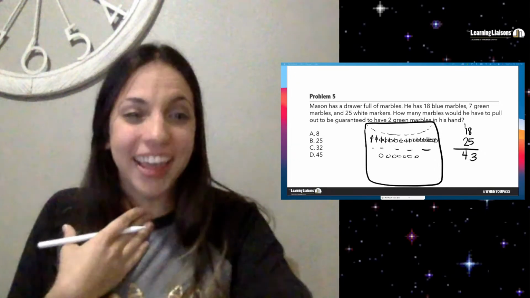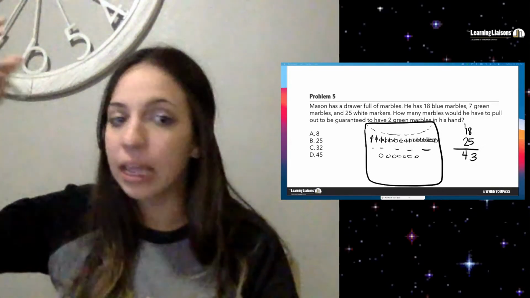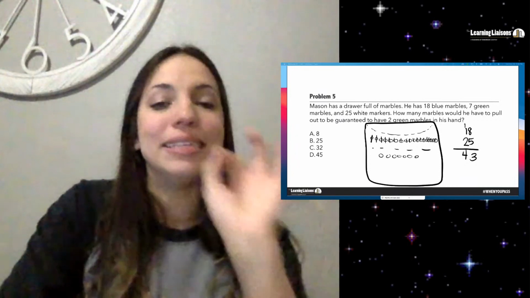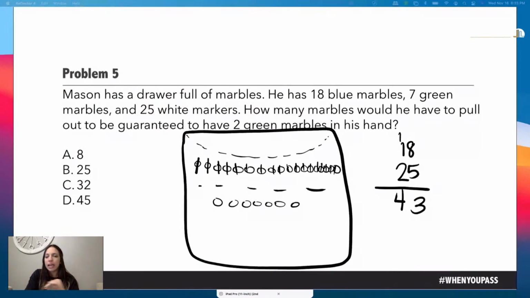Wrong pipe. Is there a possibility that I stick my hand in that bag and I get only blue and white marbles? That possibility exists. And because that possibility exists, it's the only possibility we are considering for this at this point.